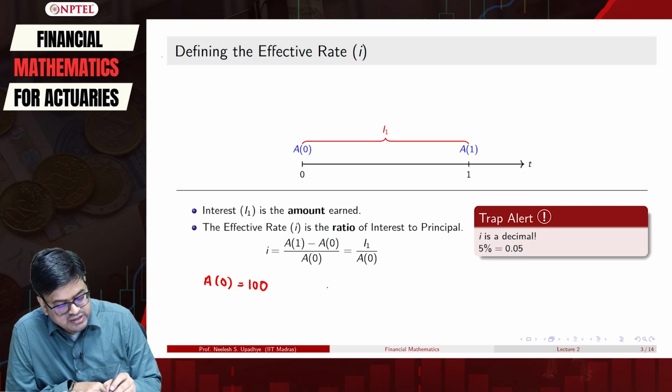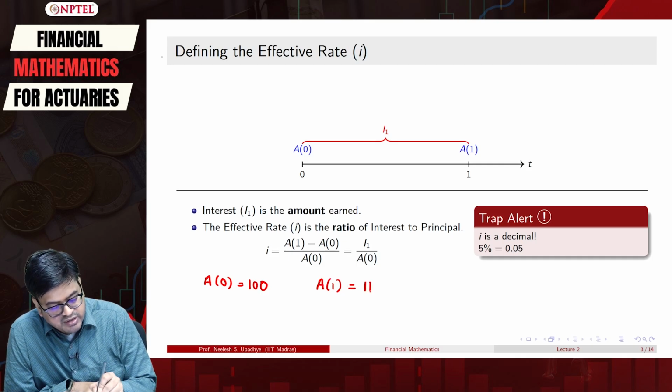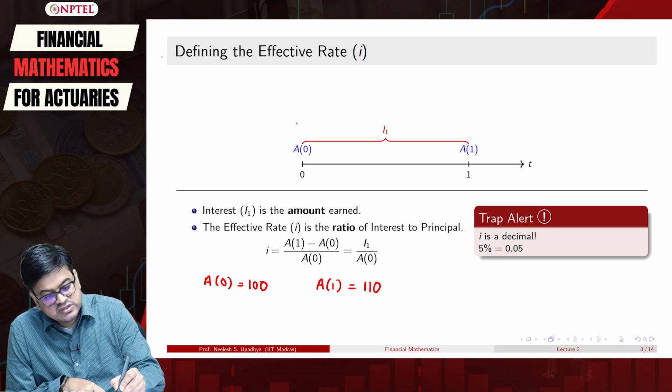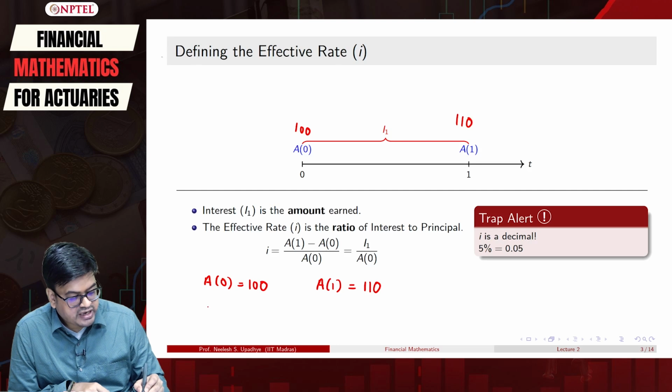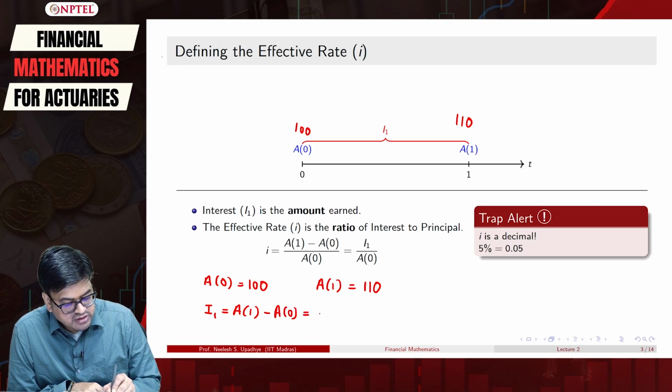At the end of 1 year, I have not done any other transaction, but this capital became 110. So my A0 is 100 and now it has become 110. What is my I1? I1 according to our definition is A1 minus A0, that is 110 minus 100, which gives me 10, right.